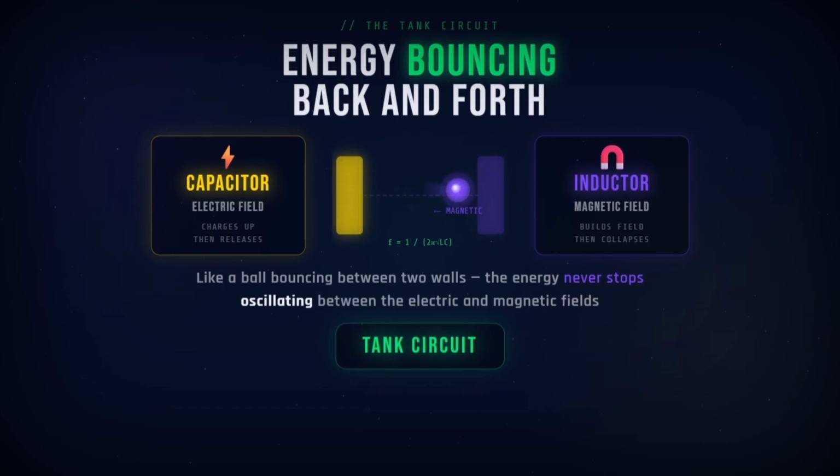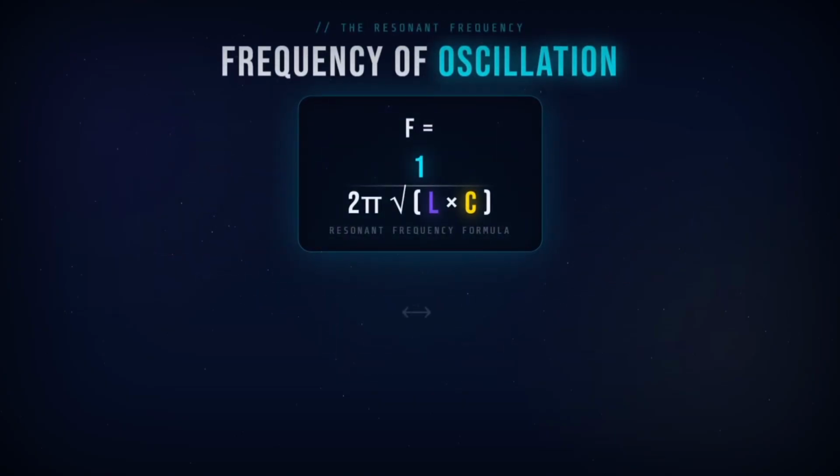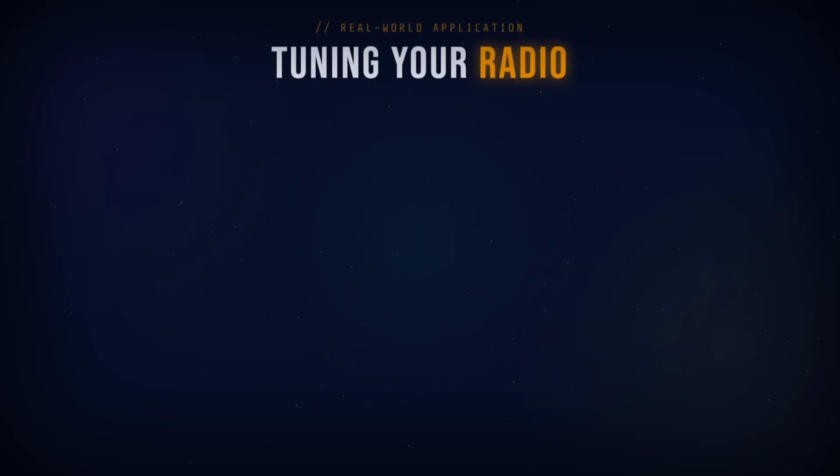The frequency of oscillation is determined by a simple formula. Frequency f is equal to 1 upon 2π√(LC). Change the inductor or capacitor value, and you change the frequency. LC oscillators are used in radio transmitters and receivers.